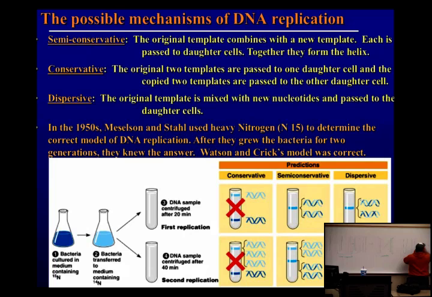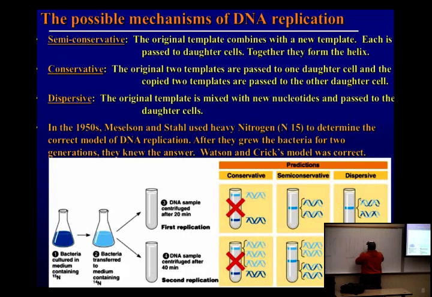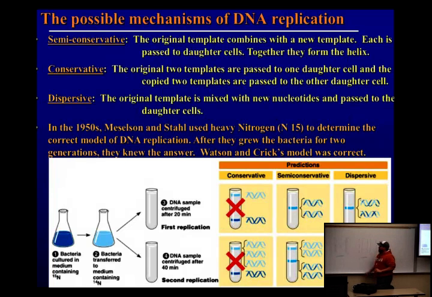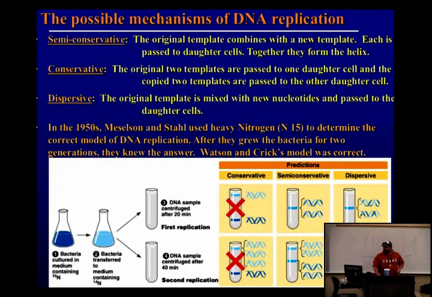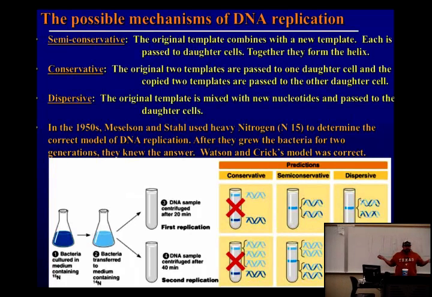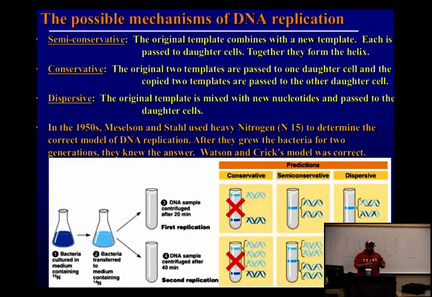So if this one blew all up, then they would all be the same mass, right? So this one should have 1 band, and this one should have 2. 1 mix and 1 all heavy. So they did that, and they got 2 bands, so that excluded this because it should have 1. And so they showed that DNA replication is indeed semi-conservative. So Watson and Crick, thank you for guessing the correct way that DNA is replicated. That's it.